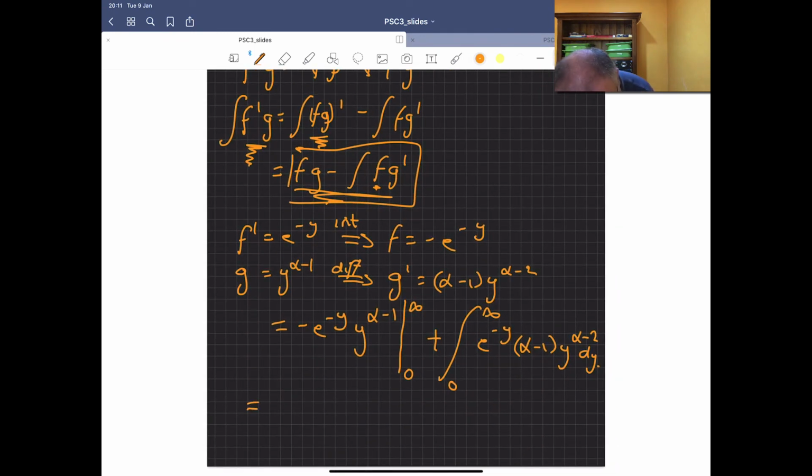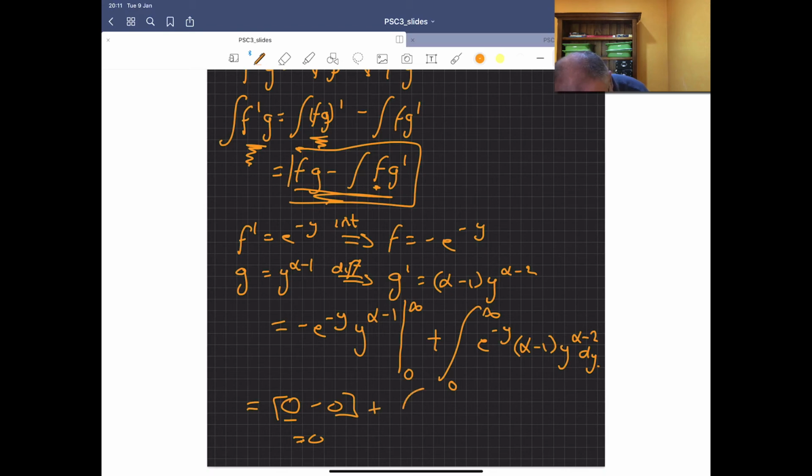Well, let's look at the first one. I've got minus e to the minus y, we substitute infinity, so e to the minus infinity, and I've got infinity to the alpha minus 1. Well, which one wins? Do we get e to the minus infinity going to 0, or infinity to a power beating it? Well, e to the minus infinity gets there quicker, so the first term is 0. When I put in 0, I get e to the minus 0, which is 1, and then I get 0 to the alpha minus 1, which is 0. So the whole thing is 0. So that first term is 0 minus 0, which equals 0.